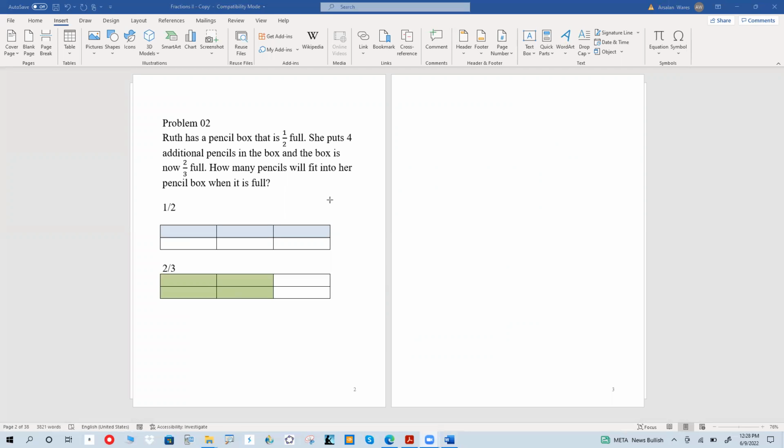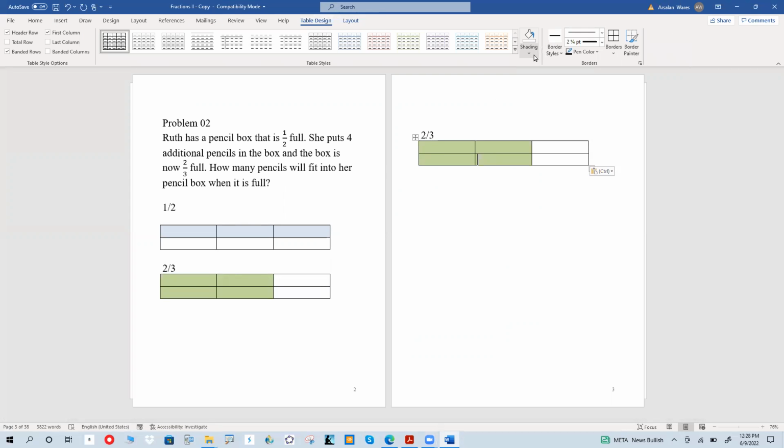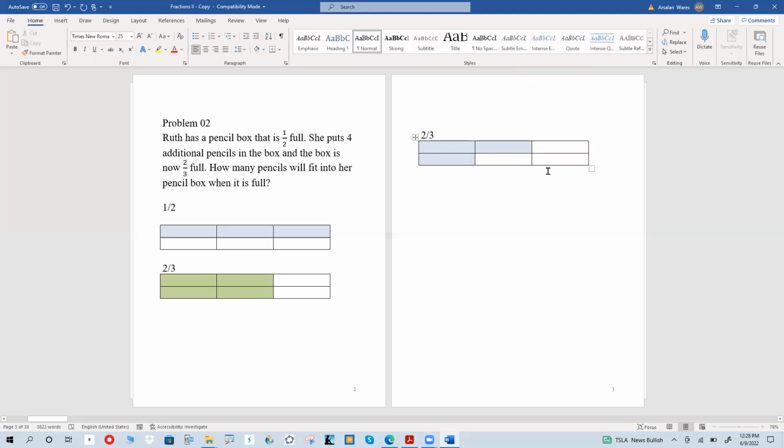Ruth has a pencil box that's half full. She puts 4 additional pencils in the box and the box is 2/3 full. That tells me this is the background knowledge your kids will have to have, and you have to show them all those things if you're teaching a middle school class. But really what we are trying to say is this. I'm going to write half like so, and I'm going to choose light blue for my half, just to be consistent. This is half of my pencil box.